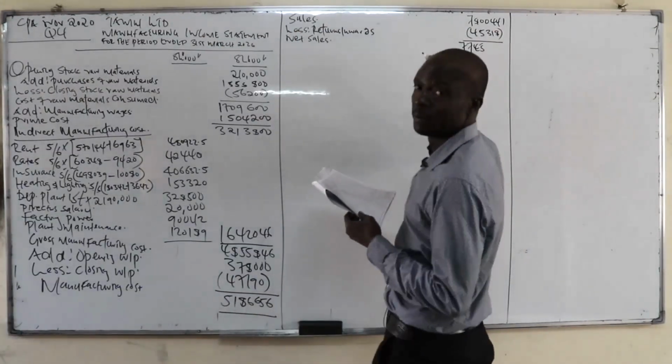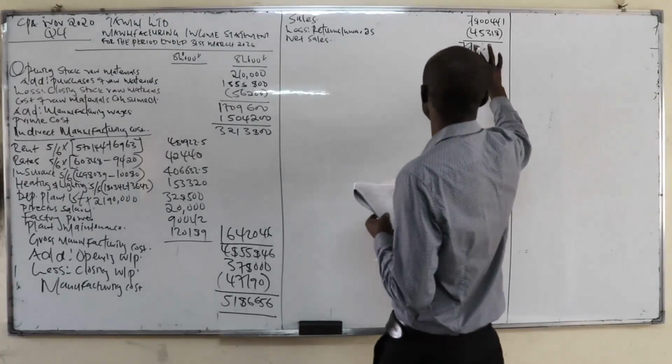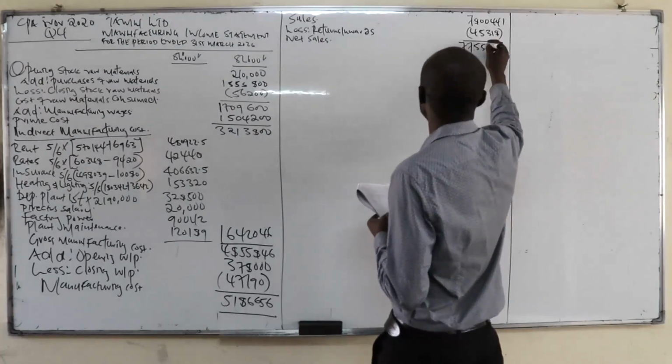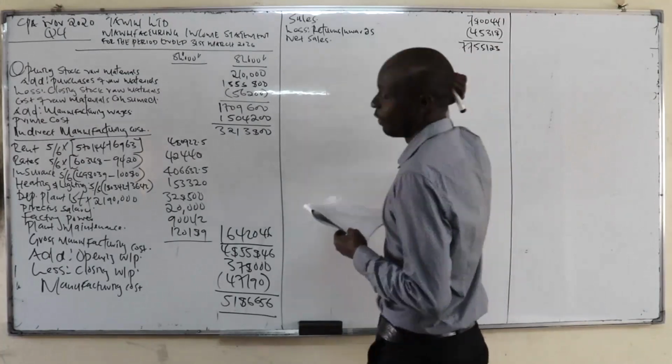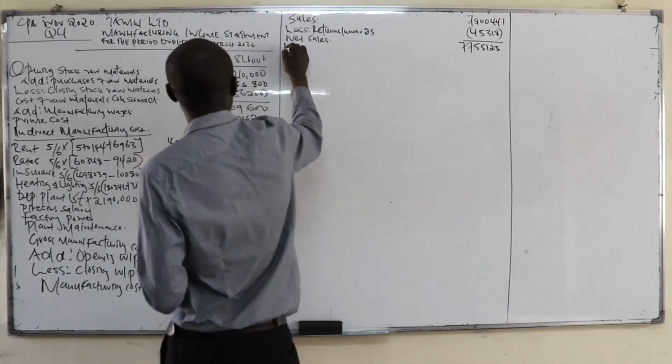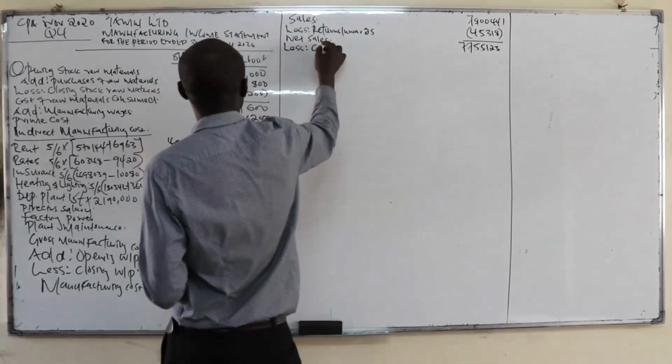$77.45, $77.55, $123. And then you compute here, you say less cost of sales.